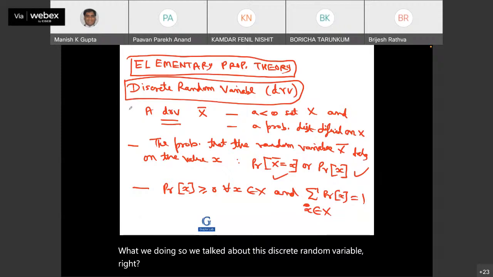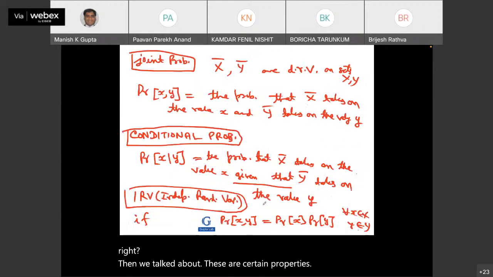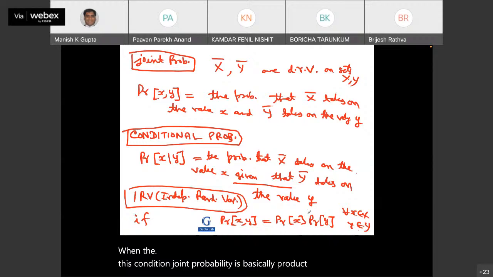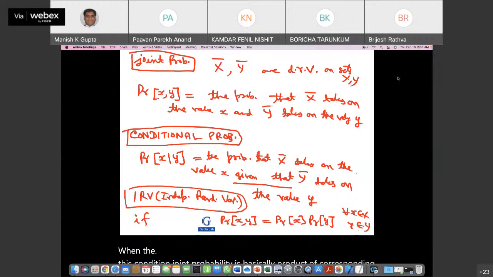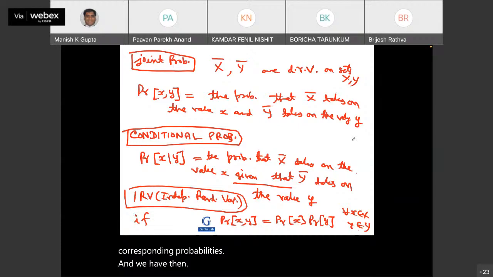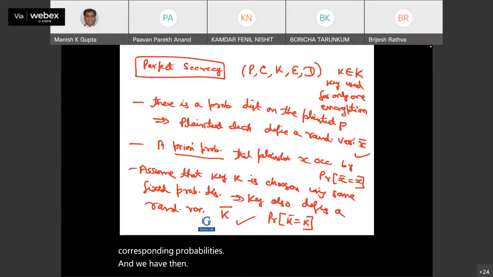Then we talked about certain properties. We talked about joint probability, conditional probability, independent random variables, and the condition that joint probability is basically the product of the corresponding probabilities. Then we talked about perfect secrecy.